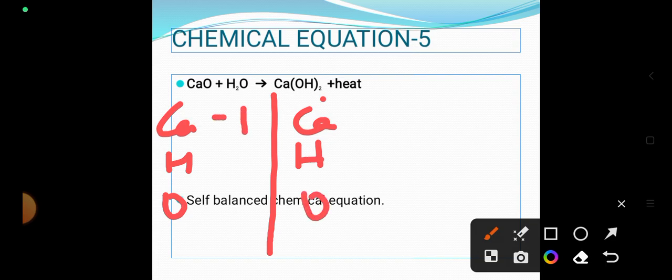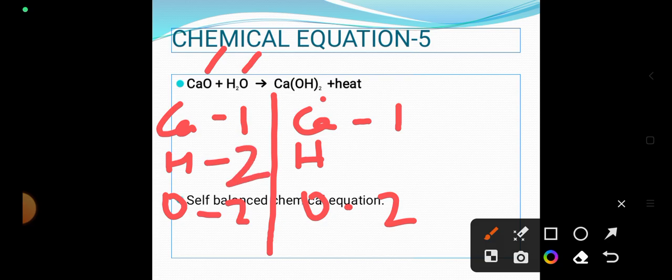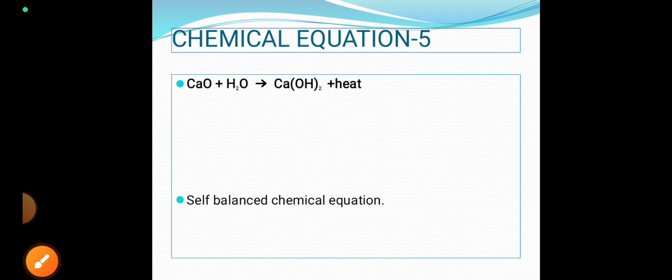So calcium is 1 on both reactant and product side, oxygen is 2. So one oxygen is from CaO and another oxygen is from water. So 1 plus 1 is 2, and on right side you already have OH twice. And similarly hydrogen, if you take, it's 2 on the reactant side, that is water, and on the right side again it's OH twice, so again hydrogen is 2. So it is completely balanced, hence you can write self-balanced chemical equation.